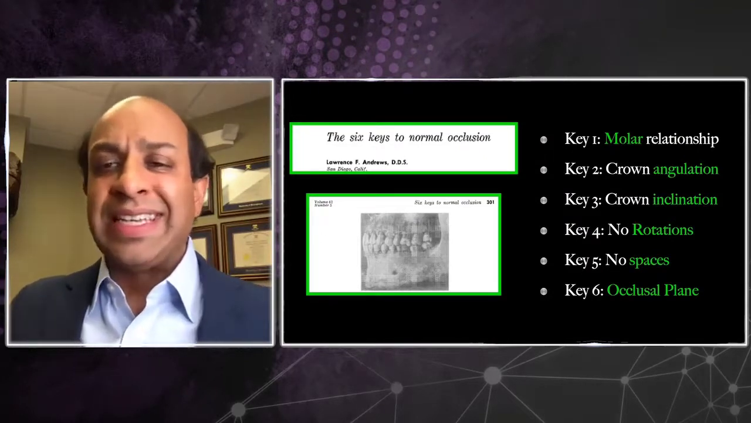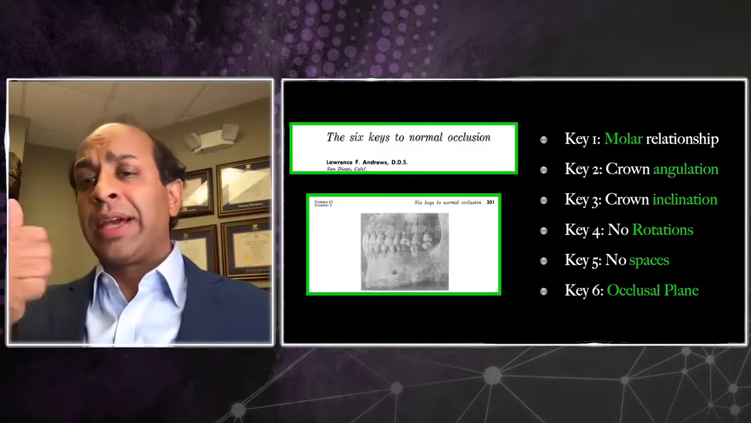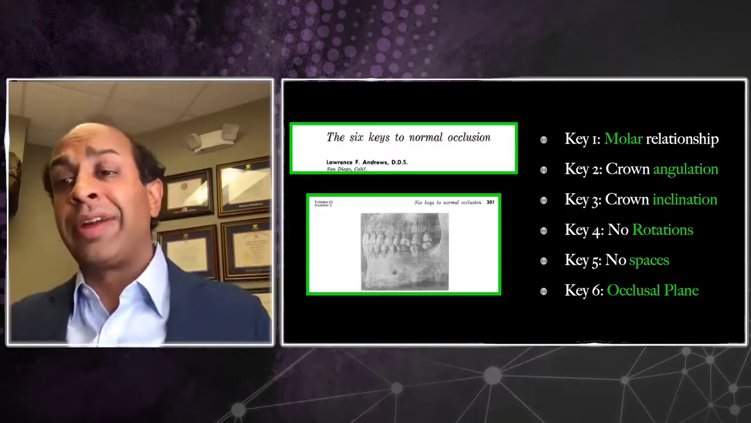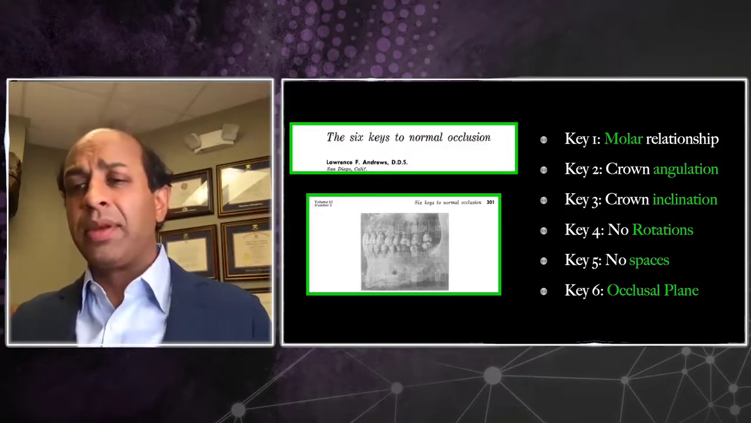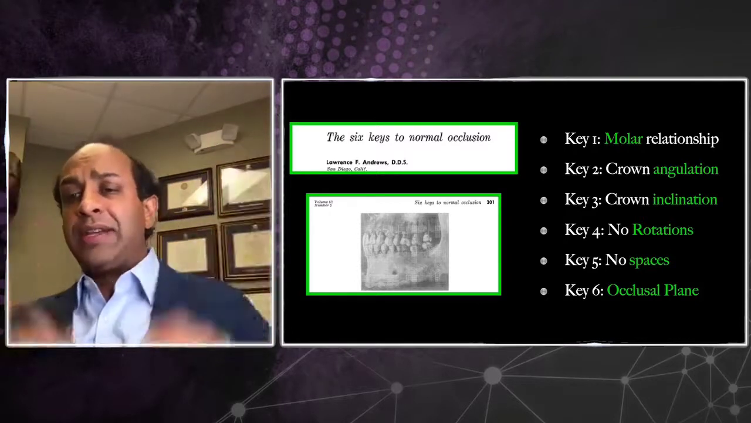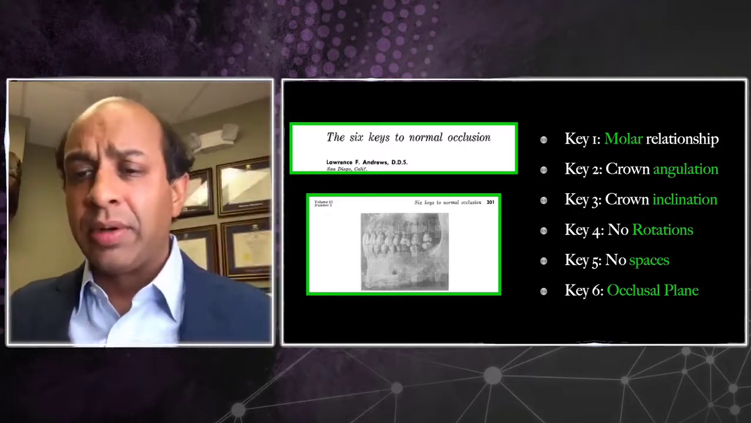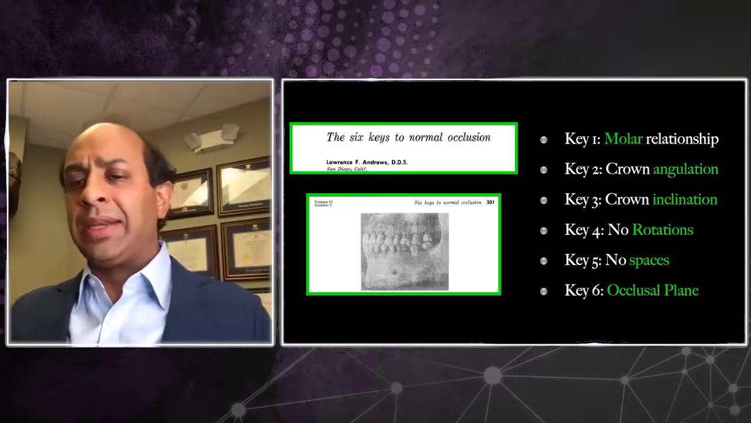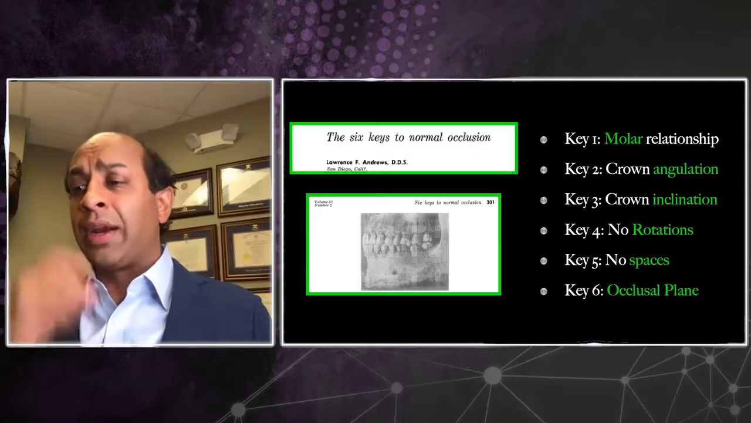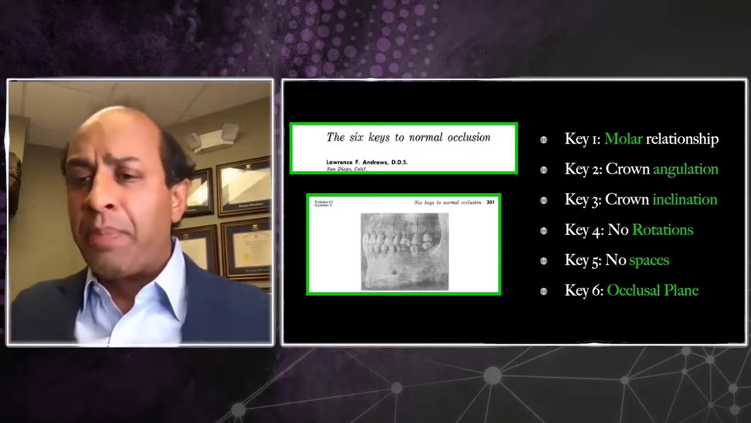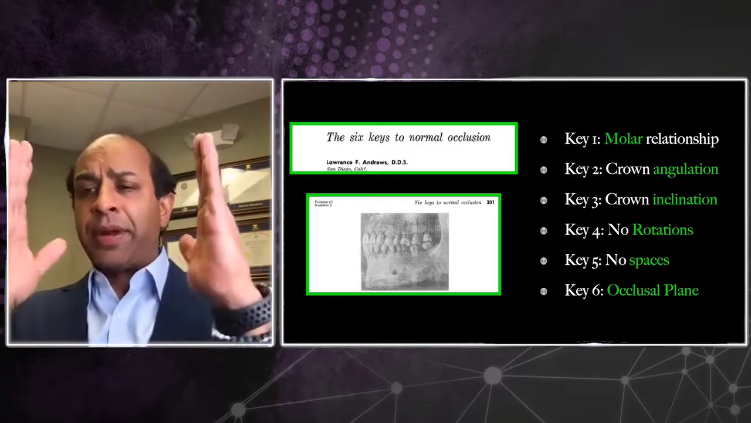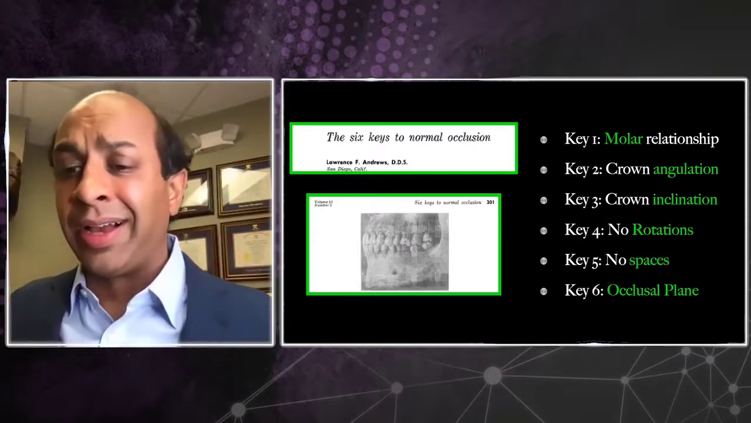So these are the 6 keys to normal occlusion, ensuring that our starting position of the molars are in an Angle's classification 1, ensuring that our crown angulation or the tip of our teeth are going to have a slight mesial angle at the occlusal or incisal surfaces. And key number 3 is ensuring that our anterior teeth are going to have a positive torque or inclination. Our posterior teeth are going to be upright or slightly lingually inclined.